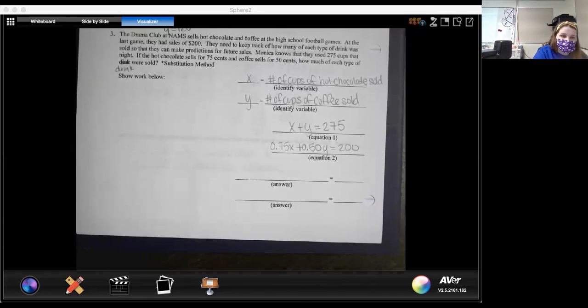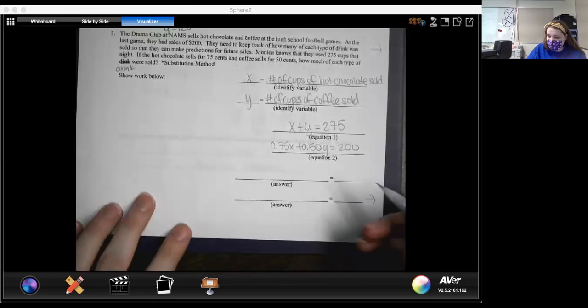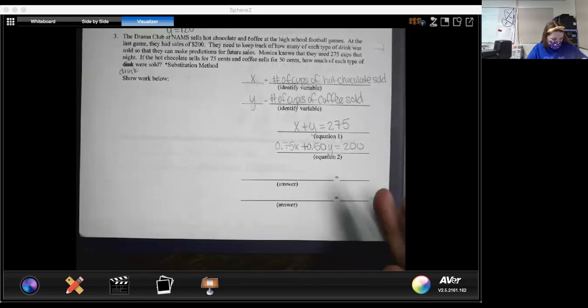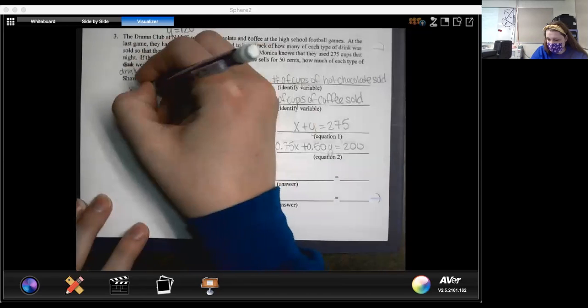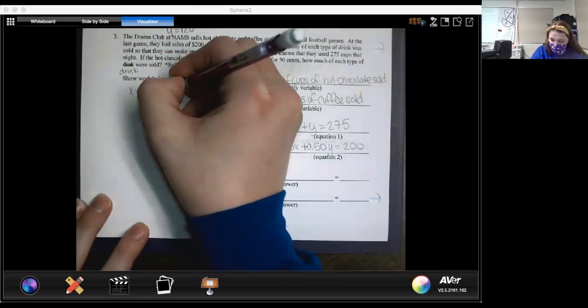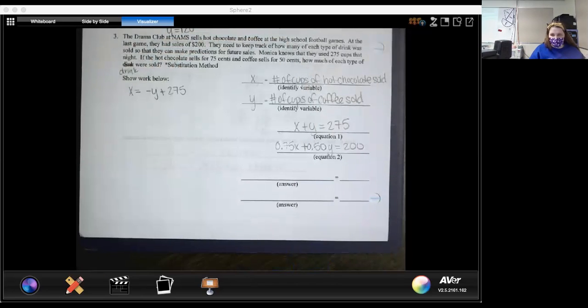Okay, let's go ahead and discuss this one. So hopefully that was enough time for you to do that. I hope I gave you about 5 minutes. So it doesn't matter which one you solved for. Let's go ahead and say that I solved for x. So then I would have x equals negative y plus 275. Okay, or you could say 275 minus y, doesn't matter. If you solve for y, you're still going to get to the same answer, you just might get there in a different order.